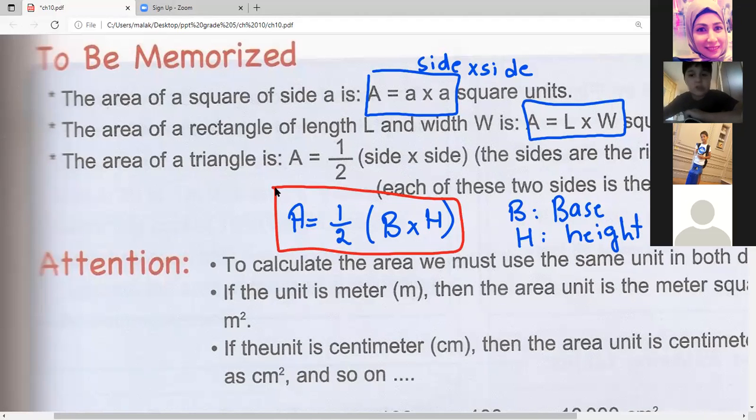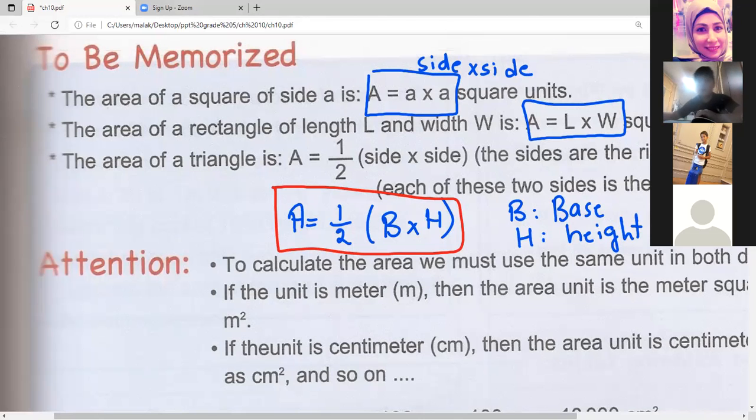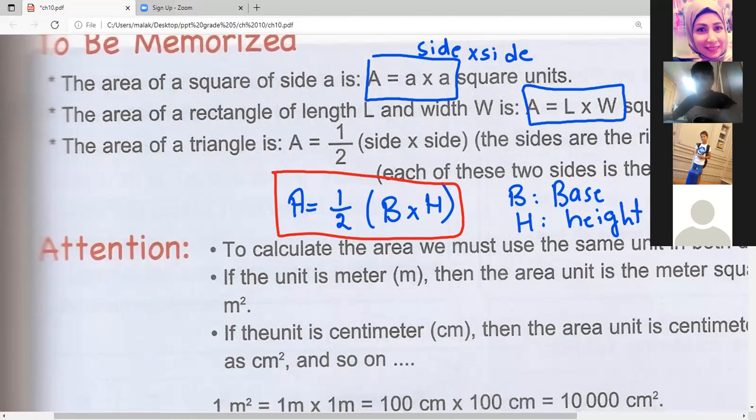Teacher, is it correct if you say a x a? We don't say x, we say times. A times a means that all sides in a square are equal. They gave the side the letter a. Teacher, the half of 5 is 2 and a half. Bravo, 2.5. Yes.